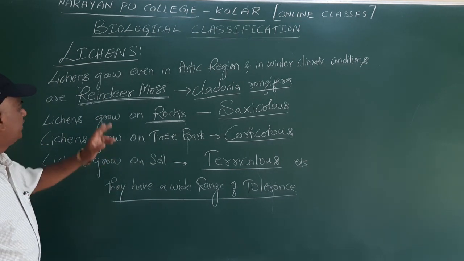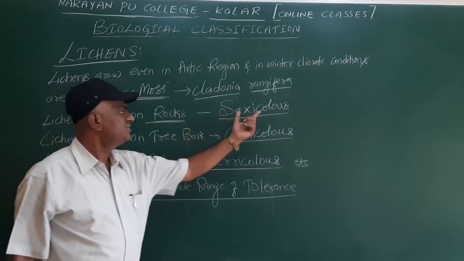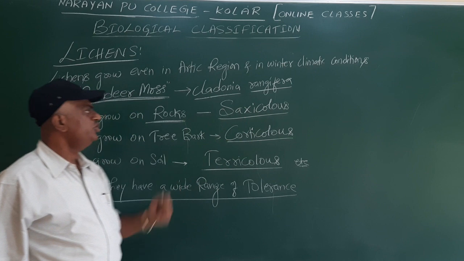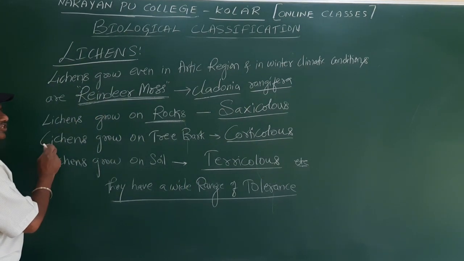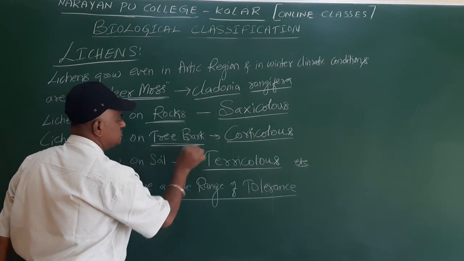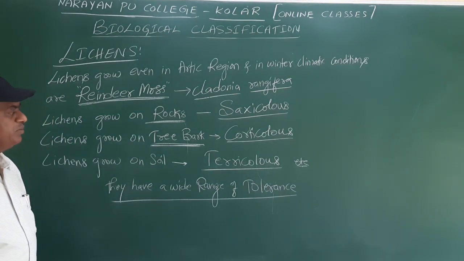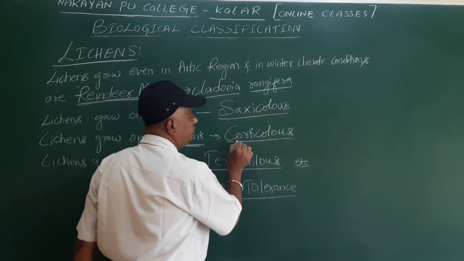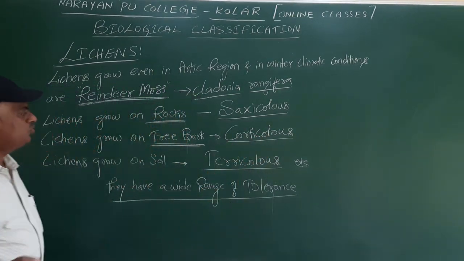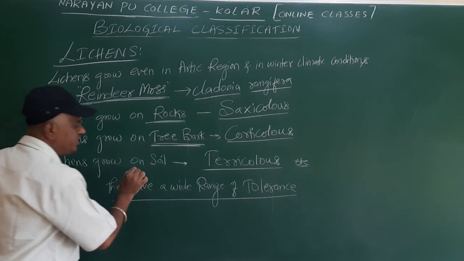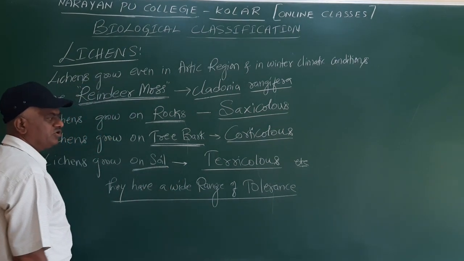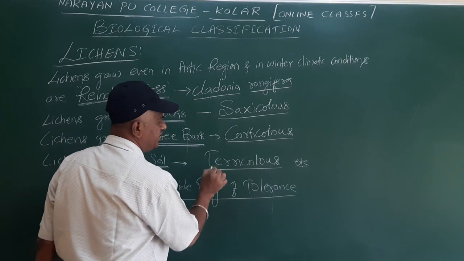Next, lichens grow on the rock surfaces. Growing on the surfaces of rocks, they are called saxicoles. Next, lichens growing on the tree barks are called corticoles. Next, lichens growing on the soil are called terricoles.